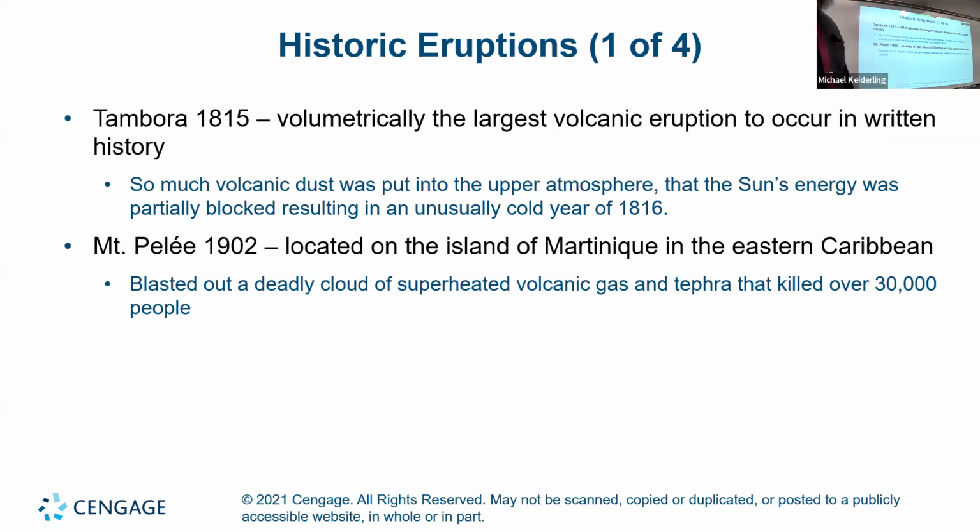So, some historic eruptions. Mount Tambora in 1815 was volumetrically the largest volcanic eruption to occur in written history. So much volcanic dust was put into the upper atmosphere that the sun's energy was partially blocked, resulting in 1816 being unusually cold and being called the year without a summer. The terrible weather caused by this volcanic eruption led to the writing of Frankenstein.